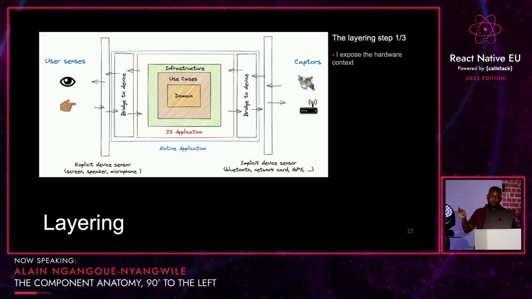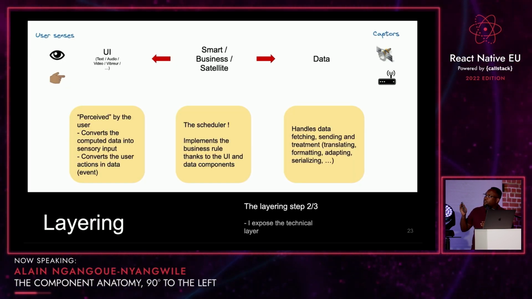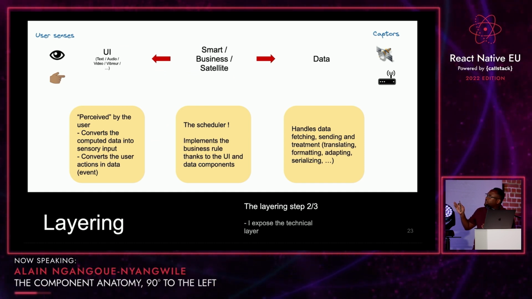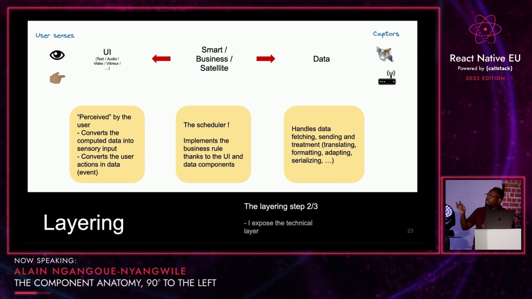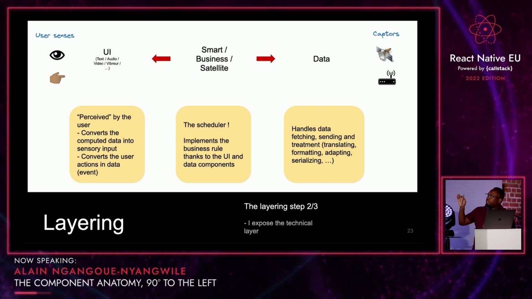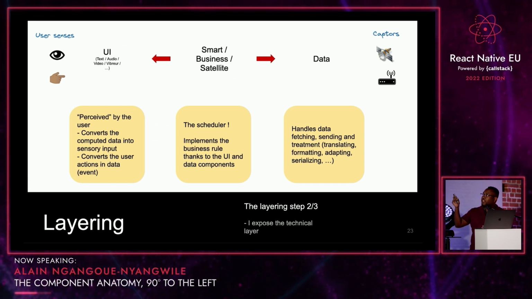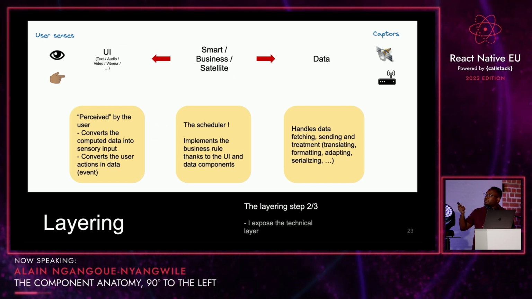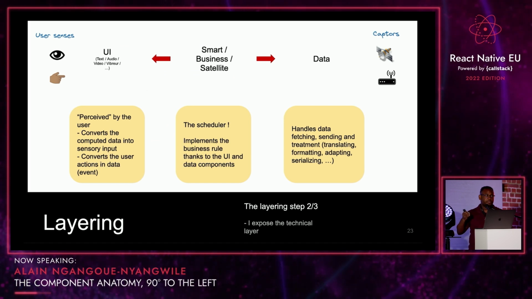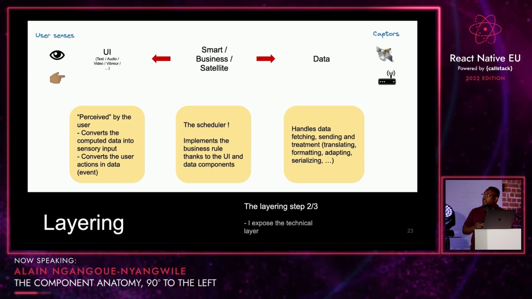Doing that will help us to define 3 kinds of components. The UI one that interacts with the human sensors, the data one with the captors, and the business one, which is responsible for implementing the business rules. And you can recognize a similar pattern in MVC, MVP, and other similar architectural patterns.